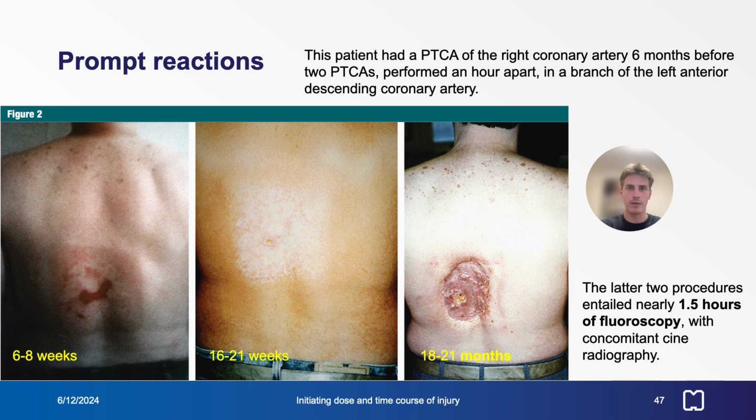Shown here in this figure, a patient had a PTCA of the right coronary artery 6 months before 2 other PTCAs, which were performed an hour apart in a branch of the left anterior descending coronary artery. The latter 2 procedures entailed nearly 1.5 hours of fluoroscopy with concomitant radiography. And here you can see necrosis eventually happened.